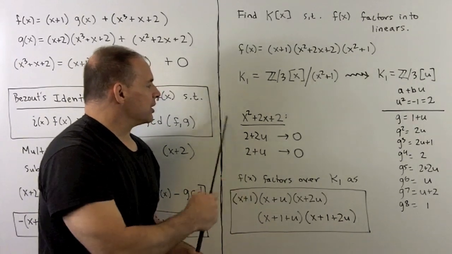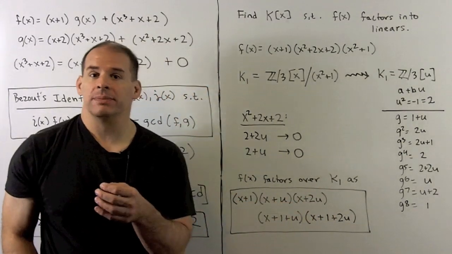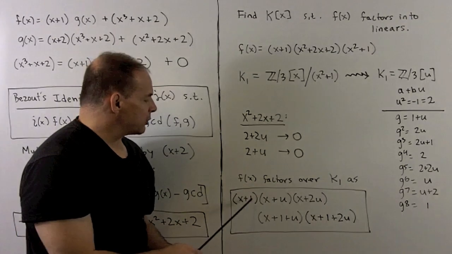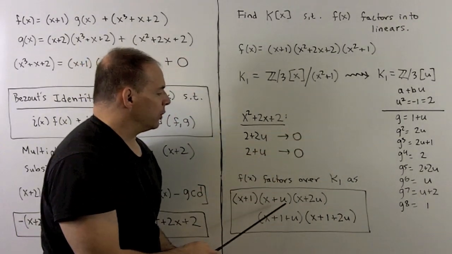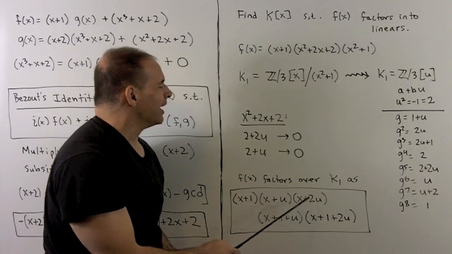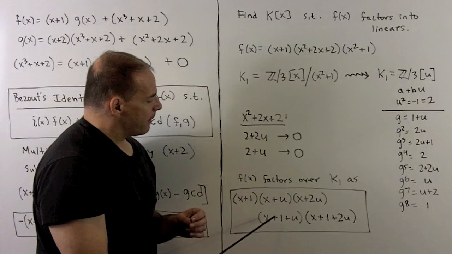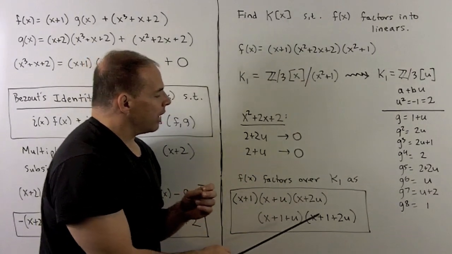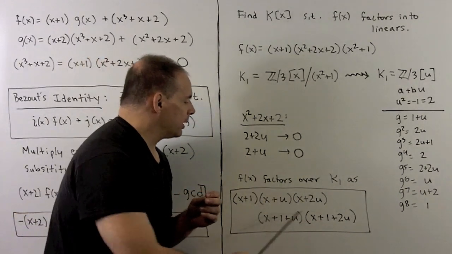So I could factor this over our new field. That means the complete factorization of f of x is now given by x plus 1. x squared plus 1 is going to factor into x plus u times x plus 2u. And x squared plus 2x plus 2 is going to factor into x minus each of these, or x plus 1 plus u, x plus 1 plus 2u. Now I leave it to you to check by multiplying everything out.